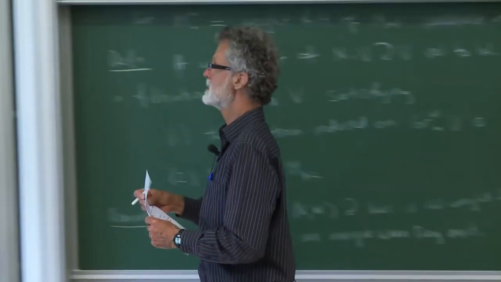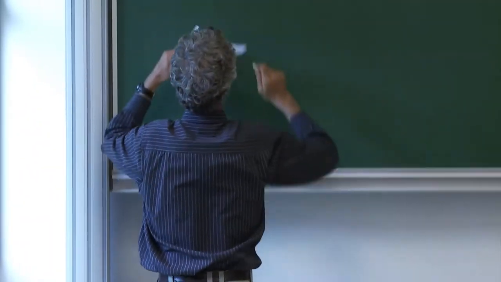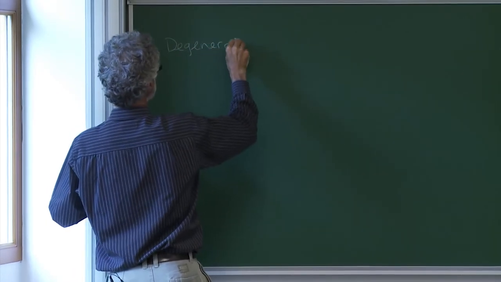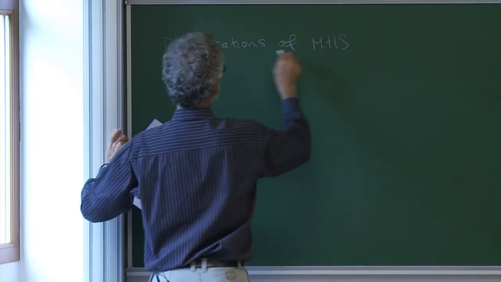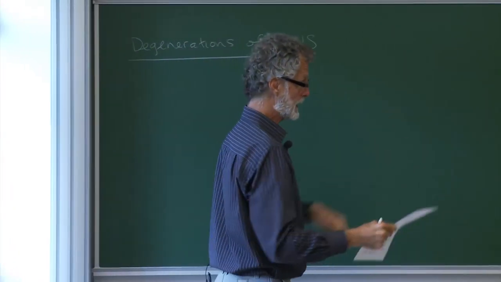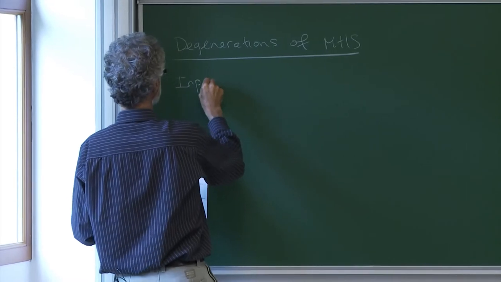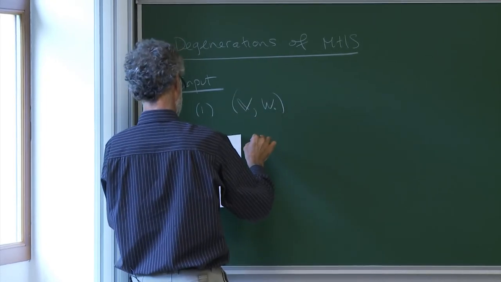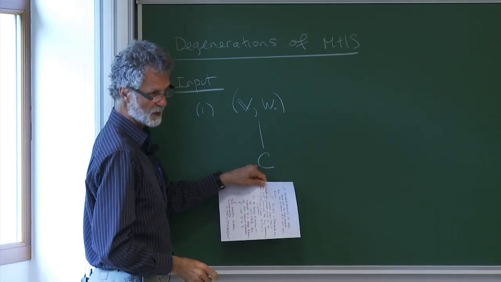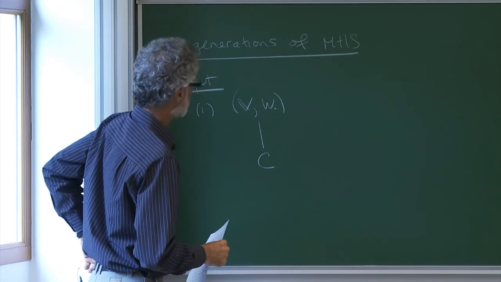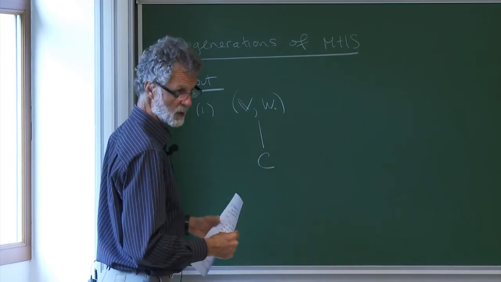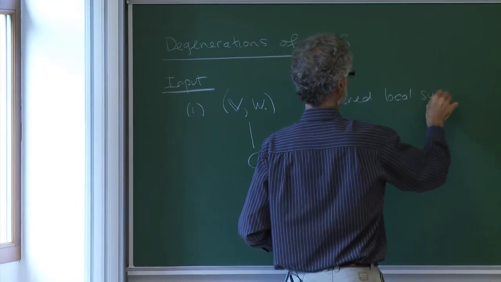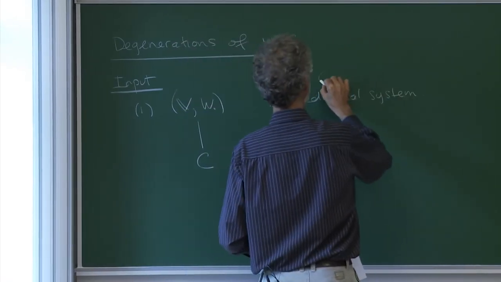Right, so let's talk about degenerations of mixed Hodge structures. So this is going to be very similar to degenerations of Hodge structures. So the input is, one, we have a filtered local system over some base. I'm going to take the base to be one-dimensional for simplicity. You can do all of this in higher dimensions. But in fact, you can test to see if something's a variation just by restricting to a curve. But anyway, so this is a filtered Q local system.